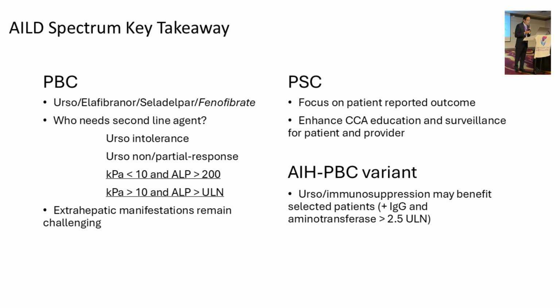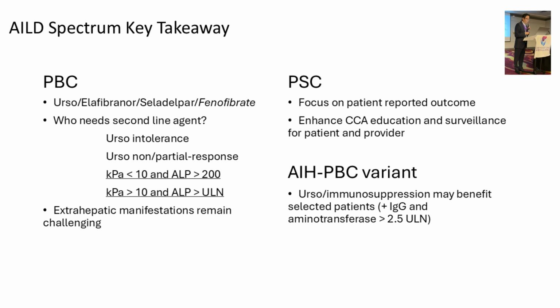So key takeaway, PBC: there are second-line agents available now. Who needs a second-line agent? URSO intolerance, or URSO non-responders, partial responders. I would propose that we should treat everyone so that we can normalize the alkaline phosphatase. But if you have to prioritize, I would prioritize those who have alkaline phosphatase higher than 200 regardless of kPa, or those who have kPa higher than 10 with alkaline phosphatase higher than the upper limit of normal. The extrahepatic manifestations of PBC are again difficult to treat, and there's a lot that needs to be done.